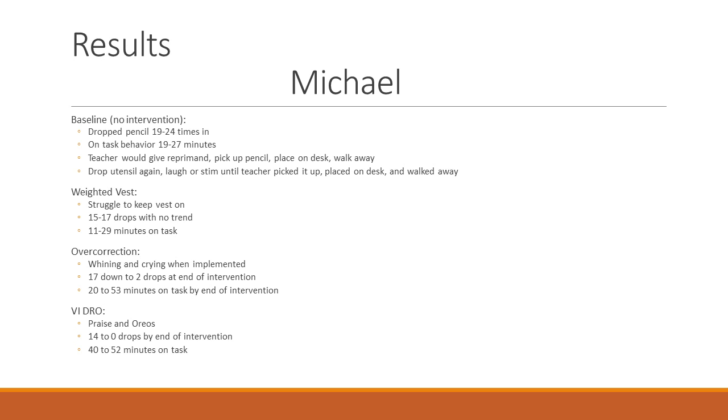For the overcorrection sessions, Michael would whine and cry when the procedure was implemented. However, he had 17 drops at the beginning of the intervention, but at the end he only had 2 per session, and his on-task behavior increased from 20 to 53 minutes. For the reinforcement sessions, he was provided with praise and Oreos, and he started with 14 drops but ended with no drops per reinforcement session. His on-task behavior increased during this intervention as well, going from 40 to 52 minutes.